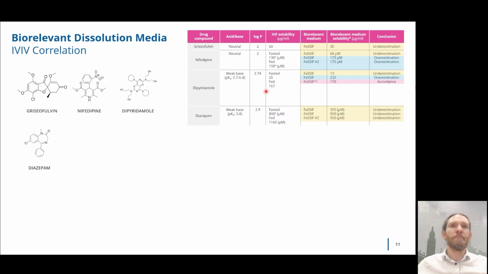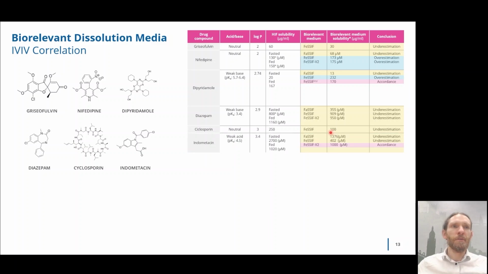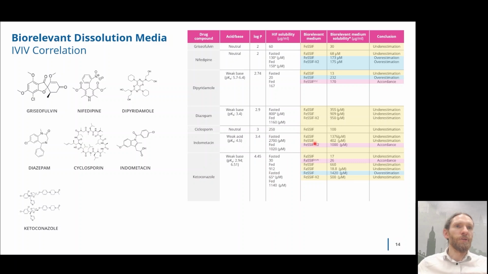Let's move to diazepam. It's a weakly basic molecule. Here again, despite the type of the simulated fluid, whether it is FaSSIF or FeSSIF, we see underestimation. And cyclosporine is a neutral molecule, with more than twofold underestimation. Indomethacin, again, underestimation, whether FaSSIF or FeSSIF. This is the only weakly acidic molecule here. And for the FeSSIF version 2, we see accordance. Ketoconazole, a weakly basic molecule. Here is underestimation for FaSSIF.